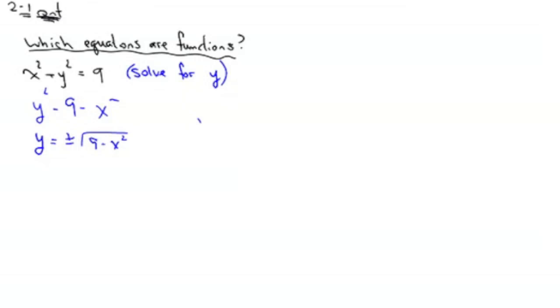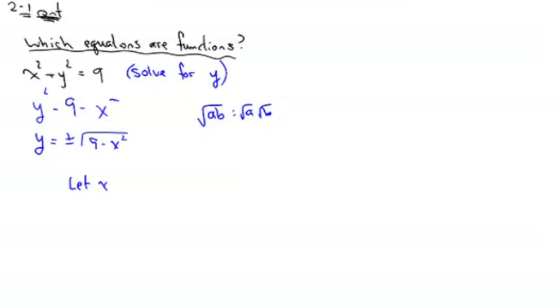The only thing you can do with square roots to simplify them is if there's a product or a quotient. You cannot mess around with pluses and minuses. Do not take the square root of 9 and make it 3, and the square root of x squared and make it x, and make this x minus 3. This is the square root of 9 minus x squared. All right, now let's determine if it's a function.